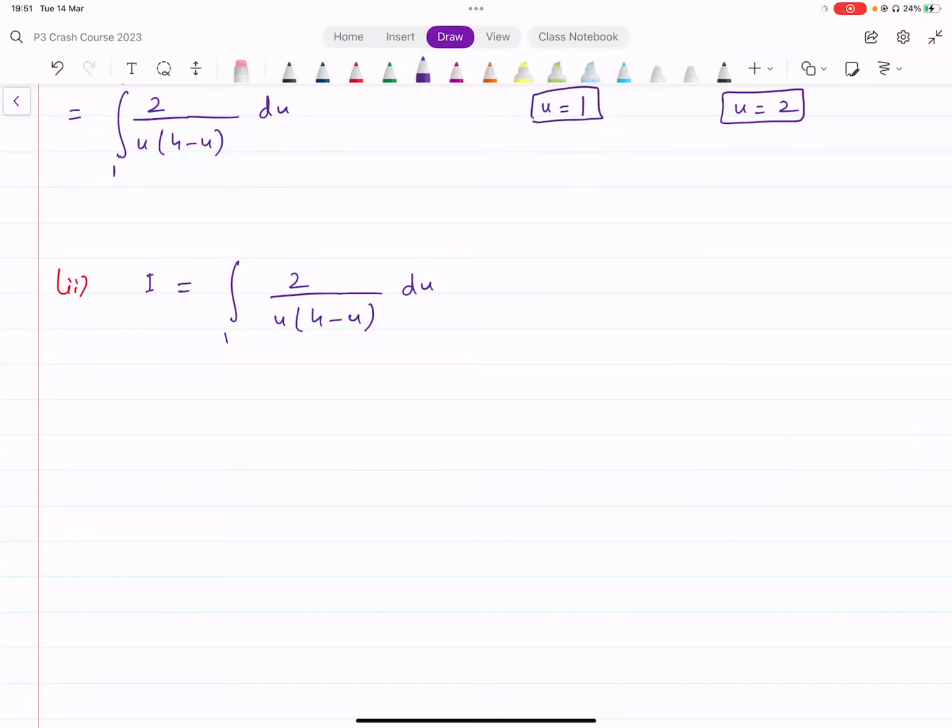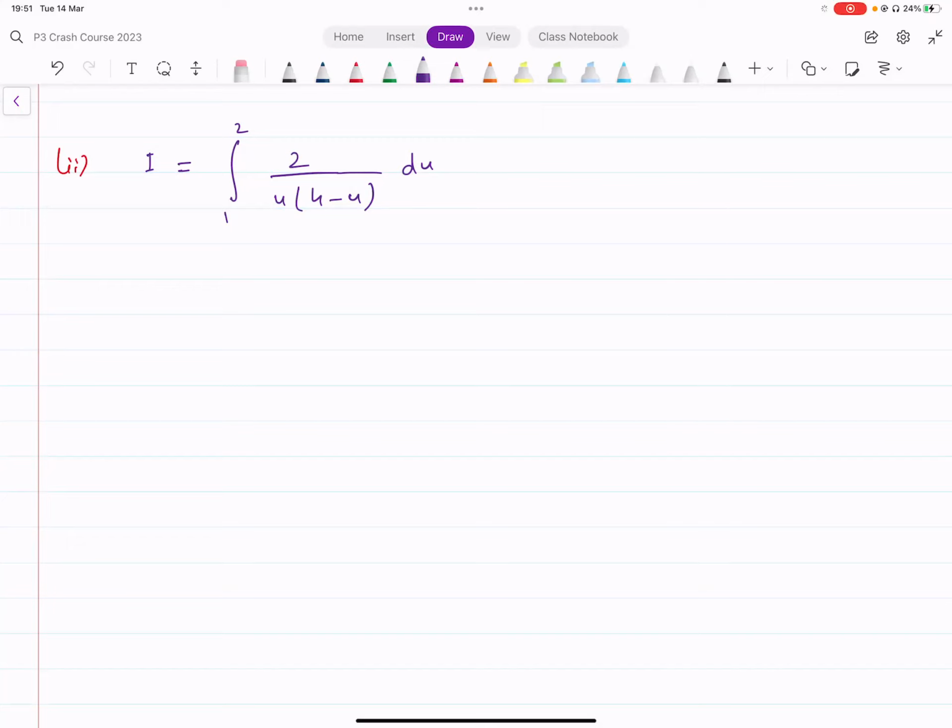How do we integrate this now? That's what we need to think about. Now it's a fraction. How do we integrate fractions? We have the log rule, right? For that, we need the derivative of the denominator to be in the numerator. The denominator is quadratic. The derivative of a quadratic expression is linear. So that is not going to work. The ln rule does not work.